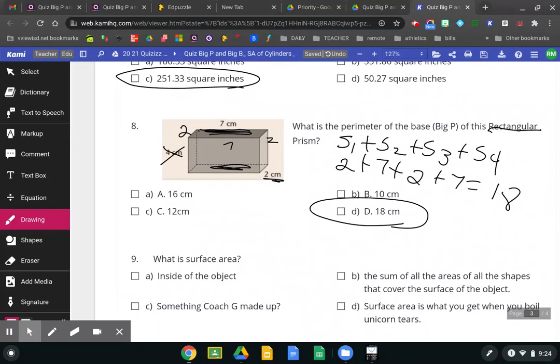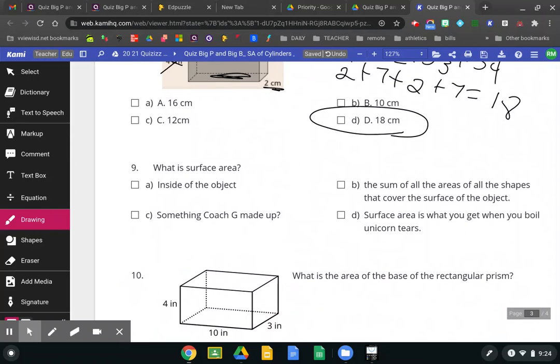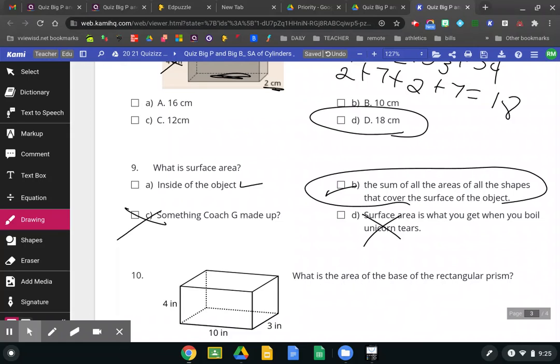All right, let's go on to number 9. What is surface area? Inside the object? Maybe something Coach G made up? No. The sum of all the areas of the shapes that cover the surface of the object? That sounds really good. Or is it the surface area you get when you boil unicorn ears? Hopefully no one picked that one. The best answer is letter B.